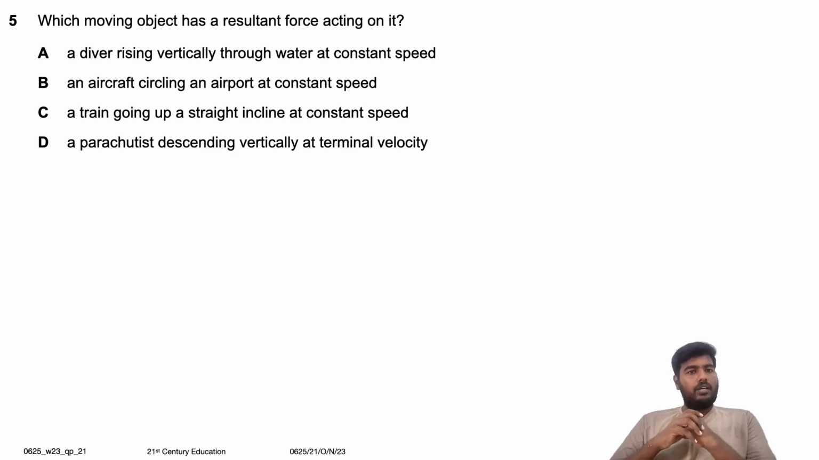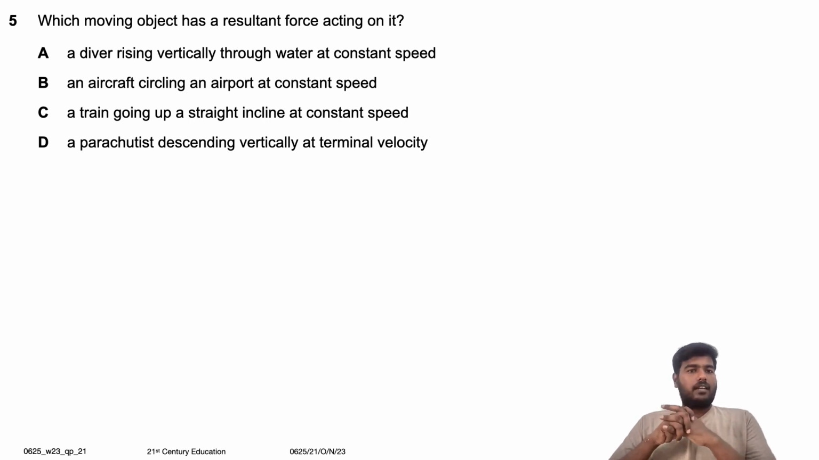A train going up a straight inclined line at a constant speed. So again, it's constant speed. Of course going up a straight incline requires force, but it was equally balanced, might be by the air resistance or by friction. So it's going at constant speed, so there is no resultant force. A parachutist descending vertically at a terminal velocity. We know that in case of terminal velocity there is no resultant force acting on it. So let's look at B.